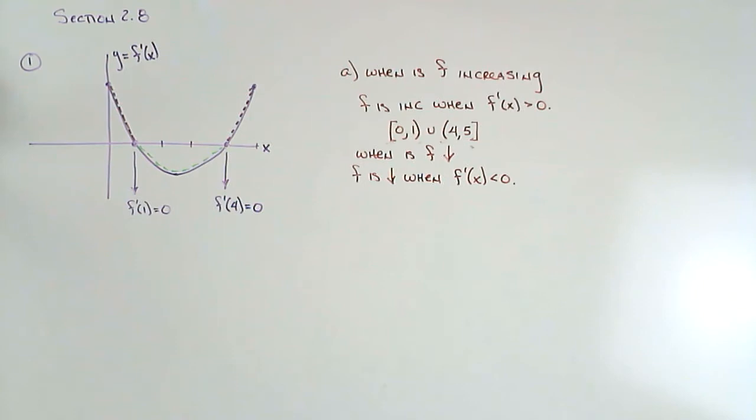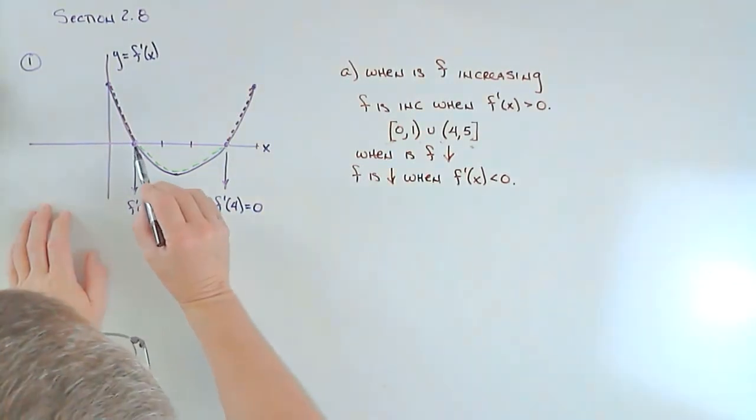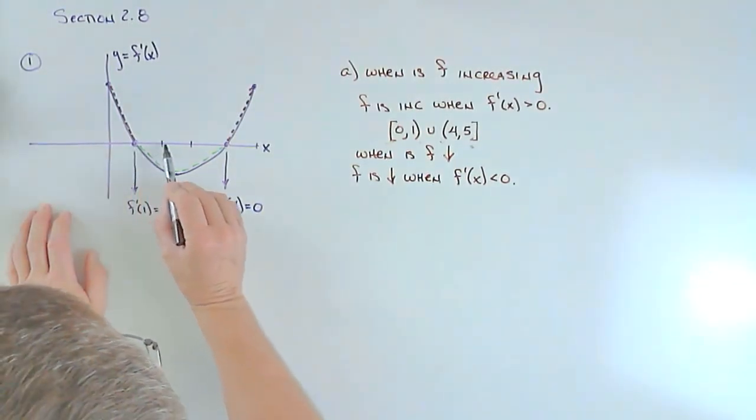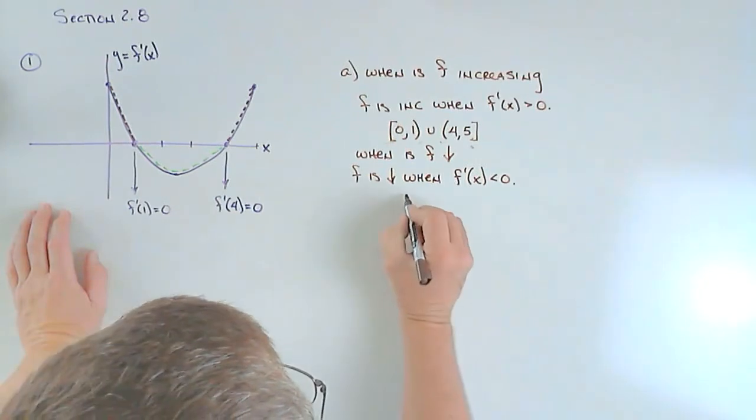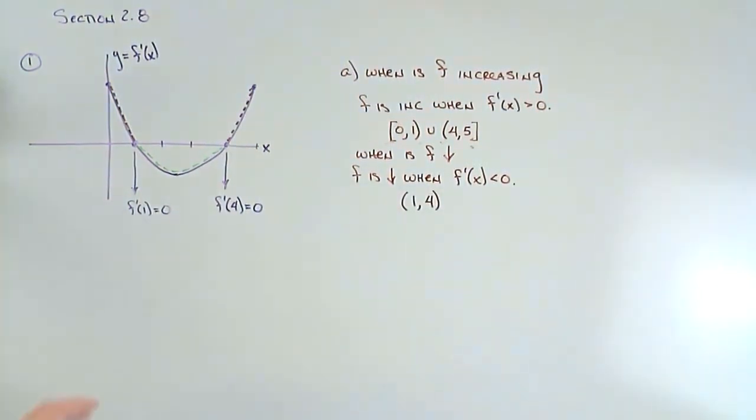So now, when are we going to be strictly less than 0? Well, we're strictly less than 0 between 1 and 4. Part B says, at what values of x does f have a local maximum and a local minimum? Okay.